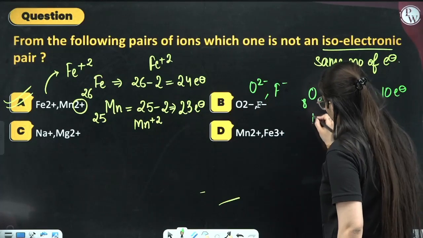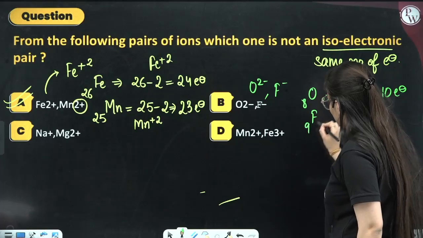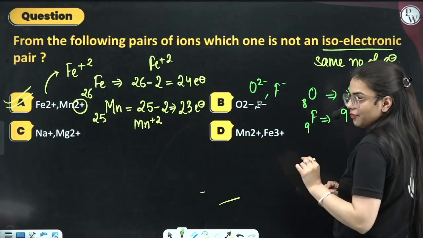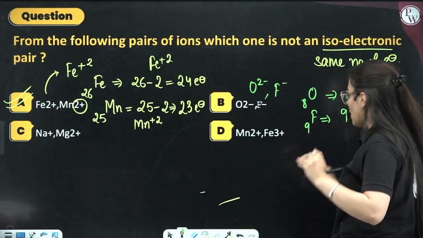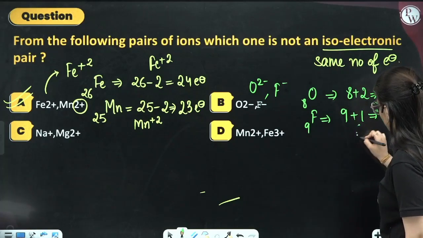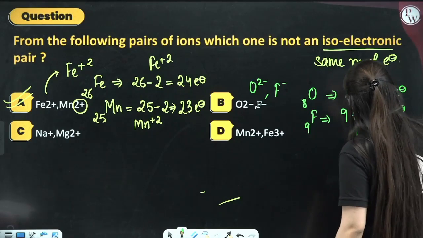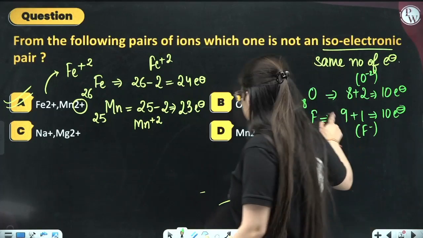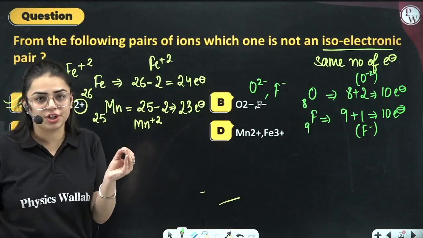Now talking about fluorine has an atomic number 9. That means 9 electrons, but again we are talking about F negative, negative charge, so we are going to add 1. That means how many electrons, ma'am? 10 electrons. In which case? In F negative. In which case? In O2 negative. Yes, so they are same in number, hence they are isoelectronic to each other.